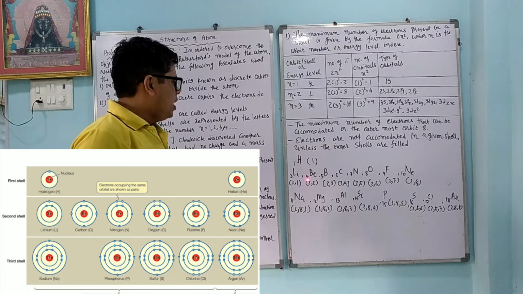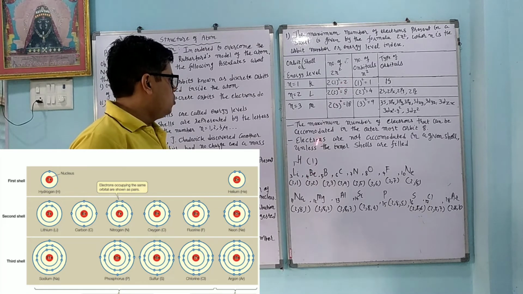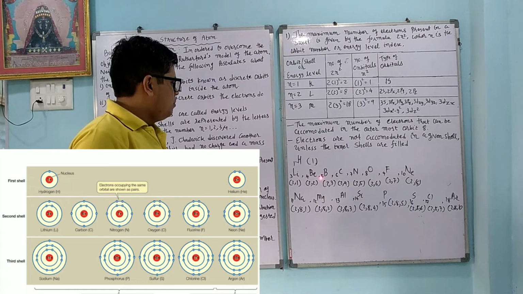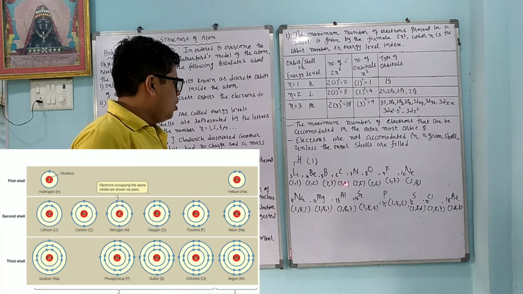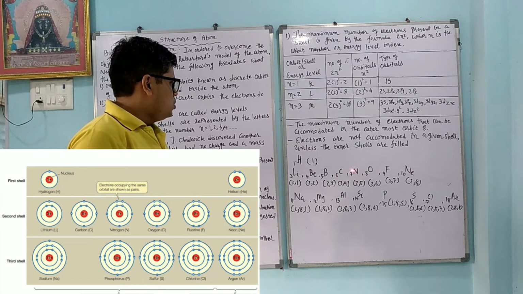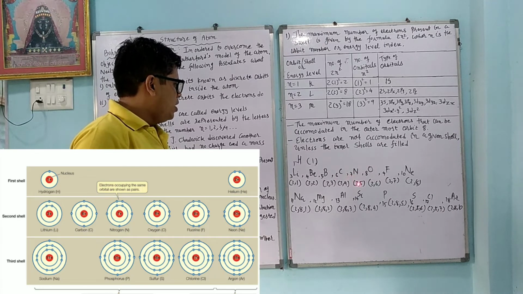Beryllium has atomic number 4. The first orbit has a capacity of 2 electrons and the second orbit has a capacity of 8 electrons, but we have to arrange 4 electrons. So we write 2, 2. Boron, atomic number 5, we can write 2, 3, because the second orbit has a capacity of 8 electrons. Carbon, atomic number 6, we write 2, 4. Nitrogen, atomic number 7, we write 2, 5. Oxygen, atomic number 8, we write 2, 6. Fluorine, atomic number 9, is 2, 7. Neon, atomic number 10, we write 2, 8.